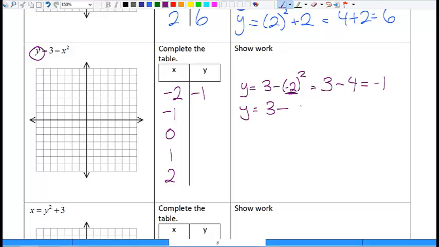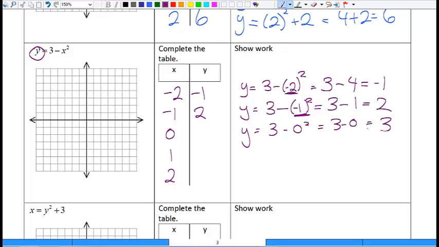3 minus, because there's a minus in the formula, parentheses -1 squared. Now, -1 times itself, because exponents come first in PEMDAS before subtraction. So I do -1 squared, which is +1. Now, the minus still stays because we haven't done that minus out here. 3 minus 1 is 2. 3 minus 0 squared is 3. Y is equal to 3 minus 1 squared.